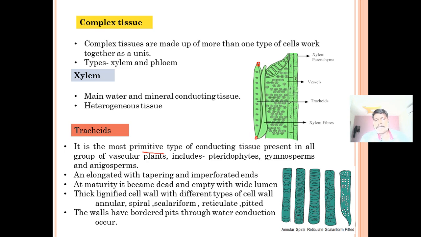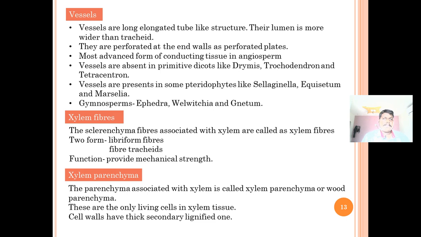According to the deposition of cell wall, different forms of tracheids are formed. They have bordered pits. With the help of these bordered pits, water conduction takes place from one tracheid to another tracheid. Okay. Next, vessels.